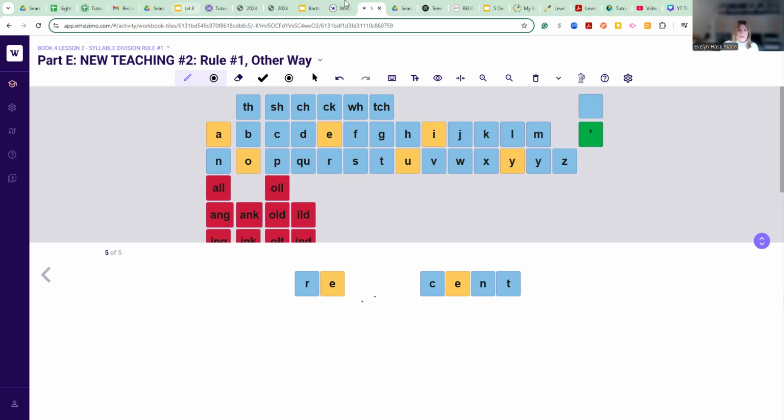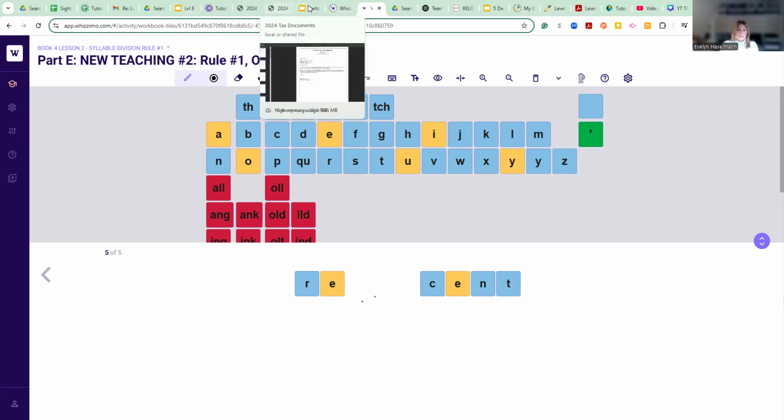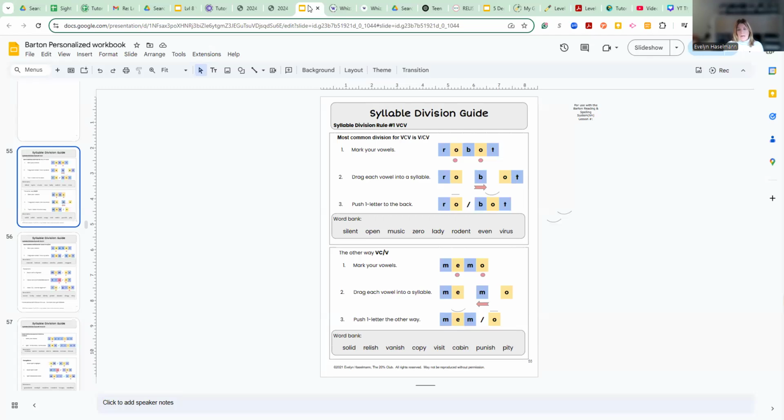Let's take a look at, boy, I have a lot of junk up here. Okay, let's take a look at the Barton notebook for your companion notebook. This is on or about page 55, and you have your first syllable division rule, okay? So we have the word robot, push it to the back. Most of the time it's gonna work. Sometimes it doesn't work, like the word memo. So that's detailed down here. So again, on or about page 55, your student will have a syllable division guide that they can use.